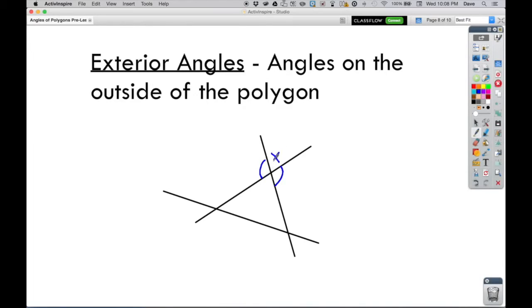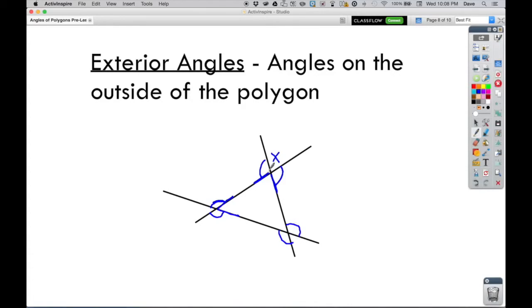Notice how I didn't mark this one though. This is not considered an exterior angle. This one is, and this one, because they're next to the shape itself, but this one's kind of opposite the shape, so it's not considered an exterior angle. Same thing over here. This one is touching this side of the triangle. This one over here is touching this side of the triangle. This one is not considered an exterior angle, but these two are. And then over here, these two are also exterior angles.